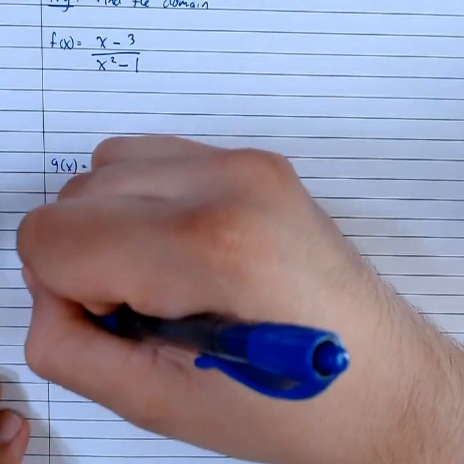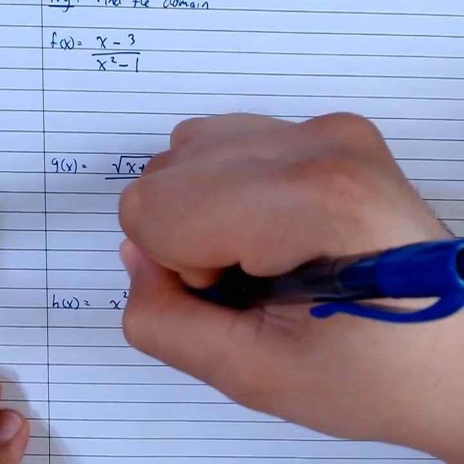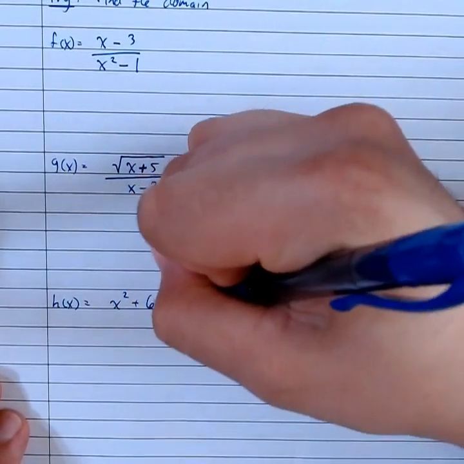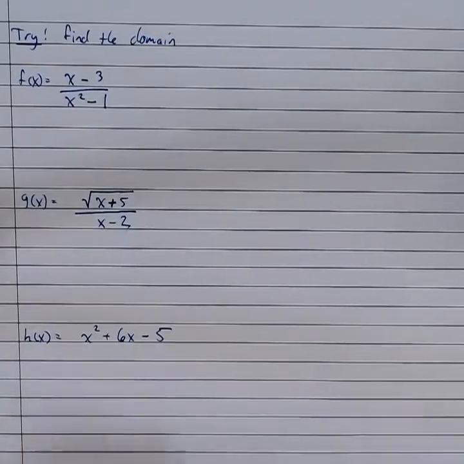And then try this one: x squared plus 6x minus 5. See if you can find the domain of these 3 functions. Write them in interval notation once you're done. Go ahead and pause the video. Go through these. And whenever you are ready, go ahead and unpause the video and we'll finish them off together.